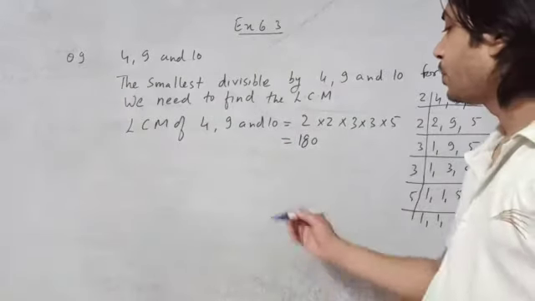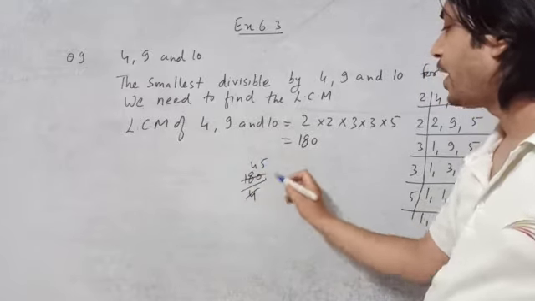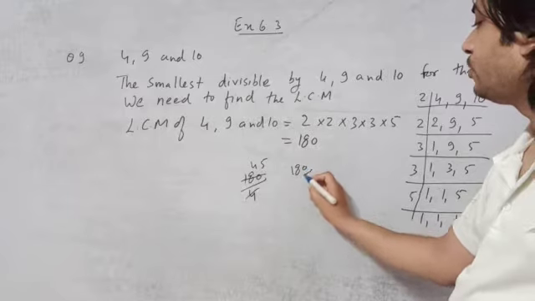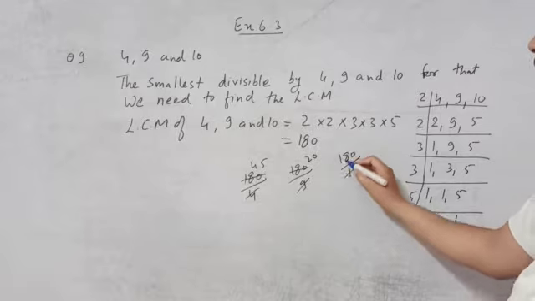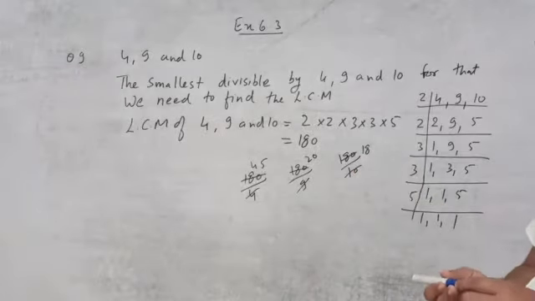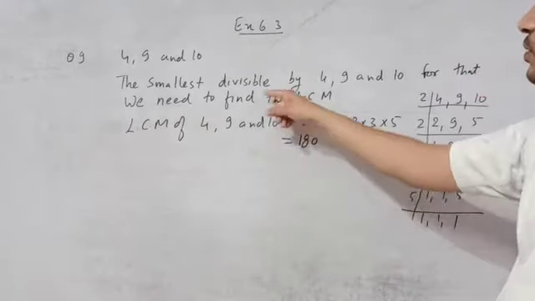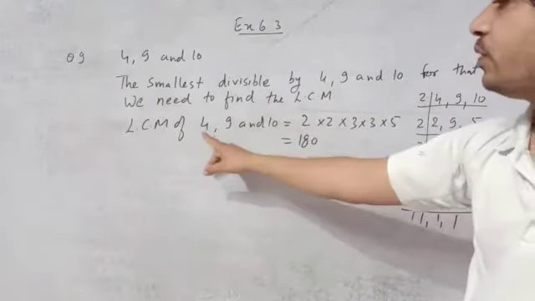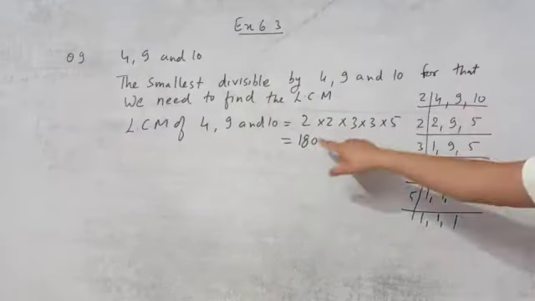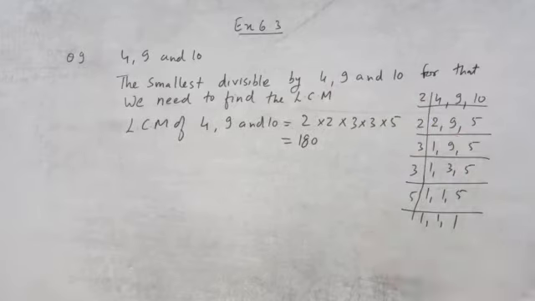So we will divide 180 by 4. It goes 45 times. Now we divide 180 by 9, it divides 20 times. When we divide 180 by 10, it goes 18 times. So they have told us to find the smallest number which must be divisible by 4, 9 and 10. For that, remember, anytime we have to find a number like this, we find the LCM, and that number will be divisible by 4, 9 and 10.